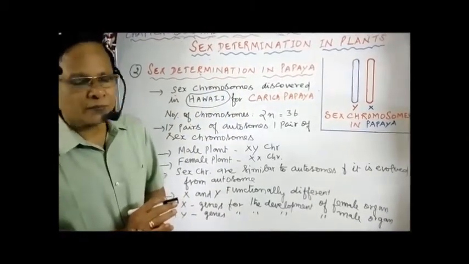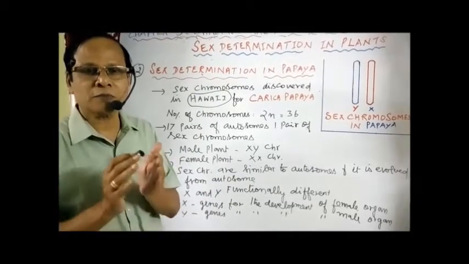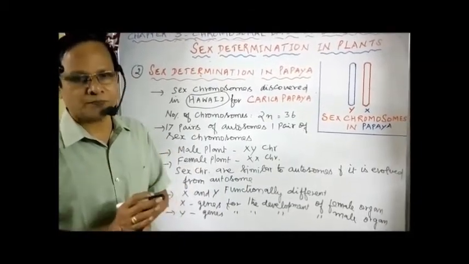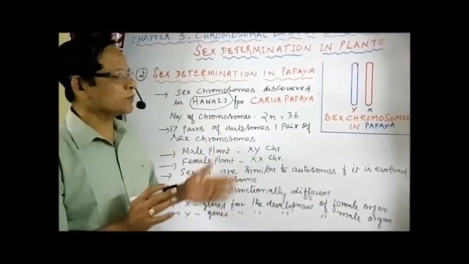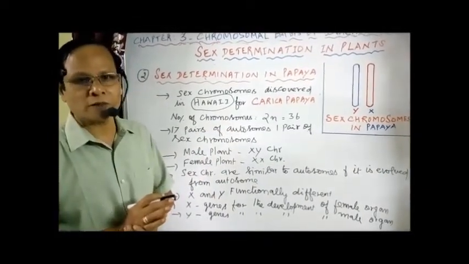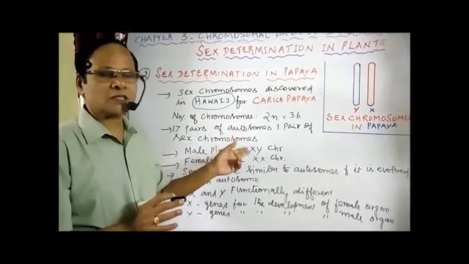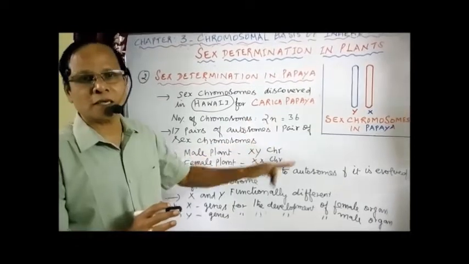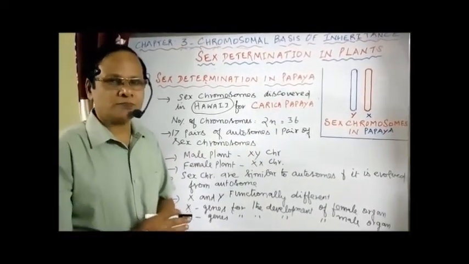But actually, in the papaya plant, sex is determined by a series of 3 alleles of a single gene. So I'll write it down in the form of a tabular column and then I'll explain. Sex determination here is controlled by a series of 3 alleles of a single gene. What are the 3 alleles? We'll see one by one.